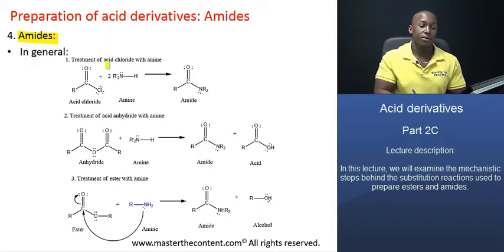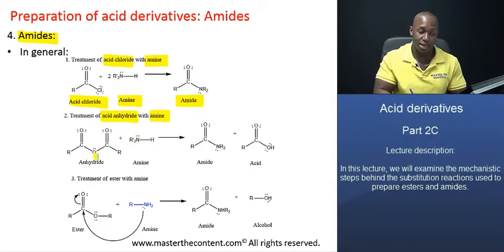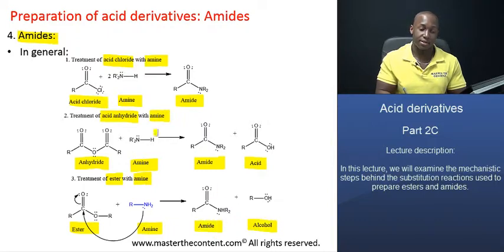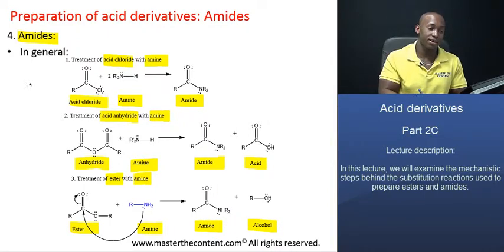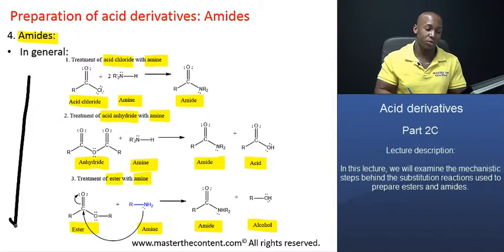So as you can see, if we wanted to make an amide, we could treat an acid chloride with an amine. An acid chloride and an amine would give us an amide. We could also treat an anhydride with an amine. An anhydride plus an amine would give us an amide and an acid byproduct. We could also treat an ester with an amine to give us an amide and an alcohol. So there's a trend that I hope you should be able to observe.